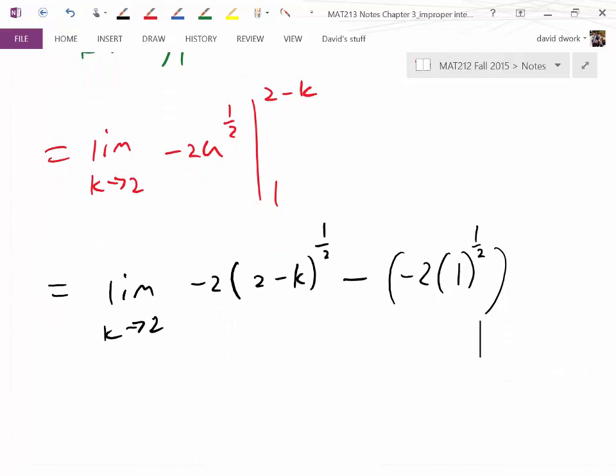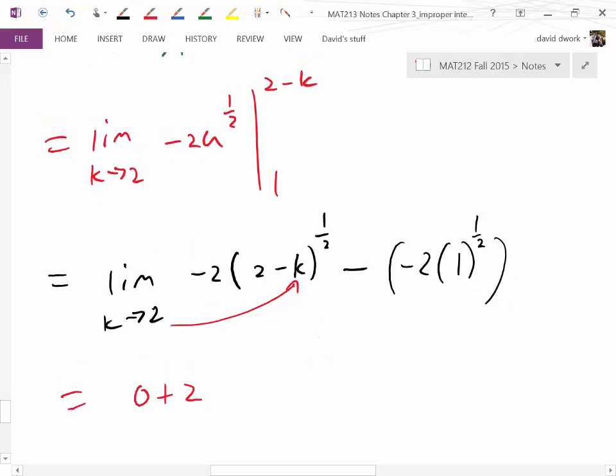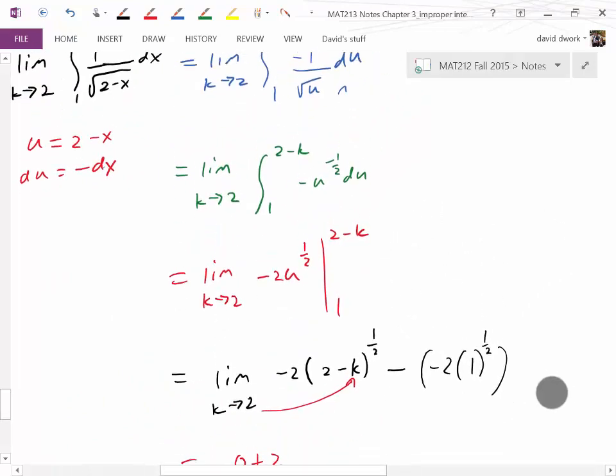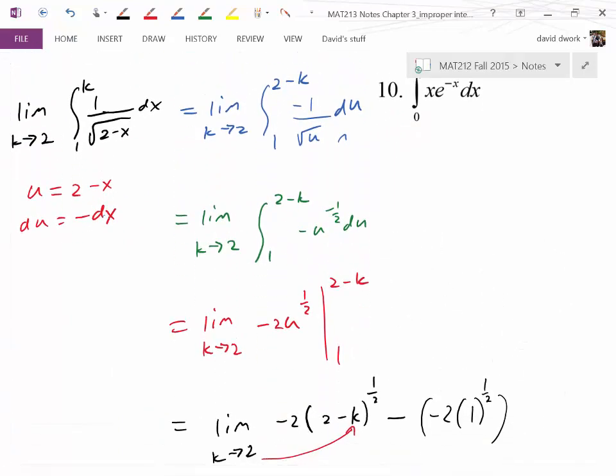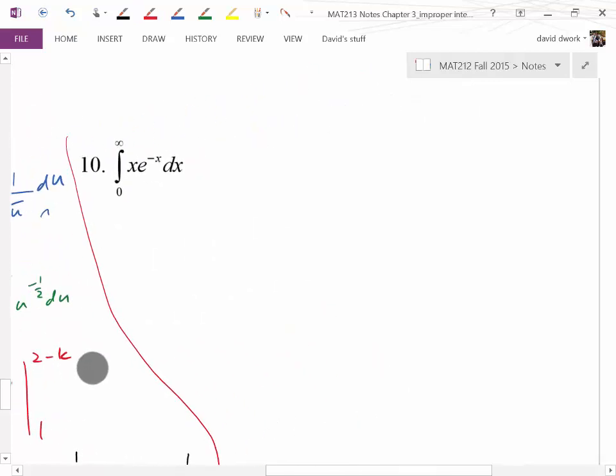And now when we evaluate our limit, we say, can I just substitute in 2 into k? Absolutely. 2 minus 2 makes 0. The square root of 0 is 0. Times negative 2 is 0. So I just end up with 0 minus the square root of 1 is 1. 1 times negative 2 is negative 2. Times a negative, so it's a positive. So it's just positive 2. Fantastic. So there we go. 2, and it converges. Fantastic. All right. So there's that problem. Using a little bit of u sub, no problem.